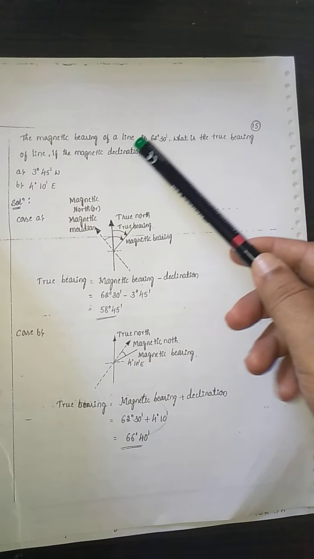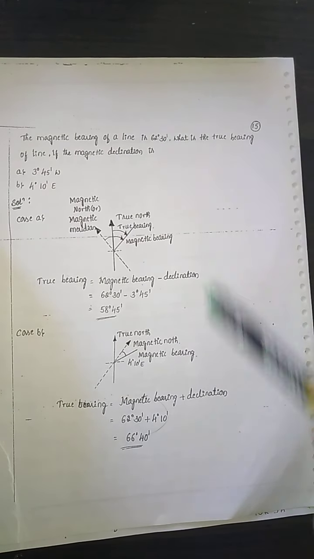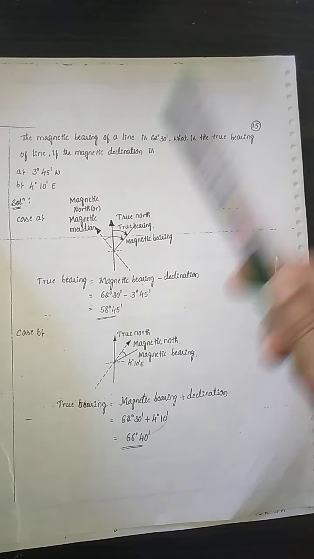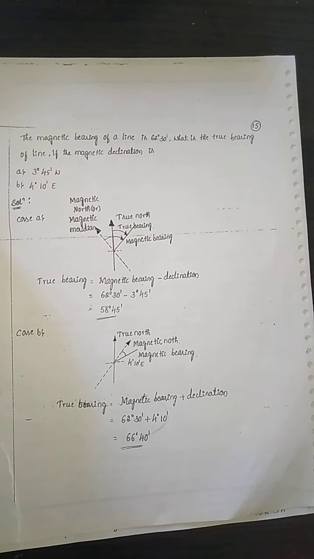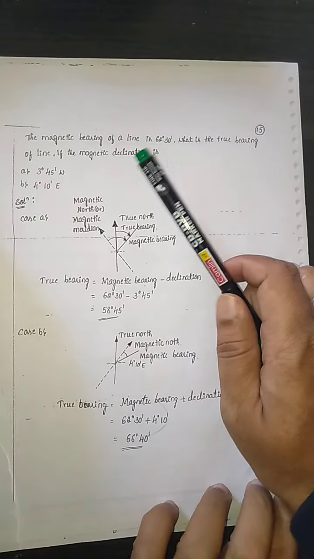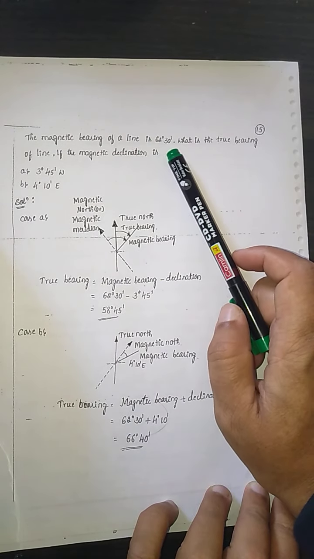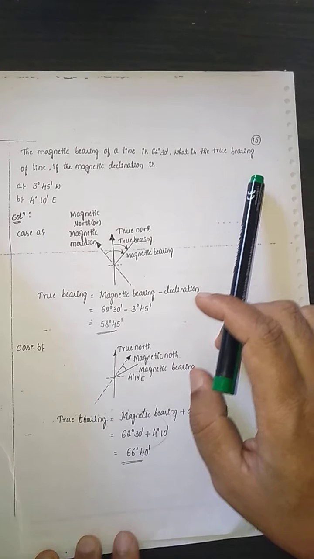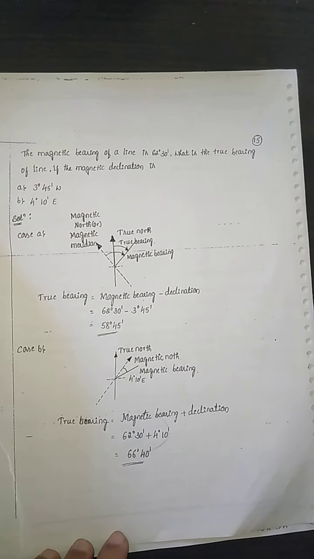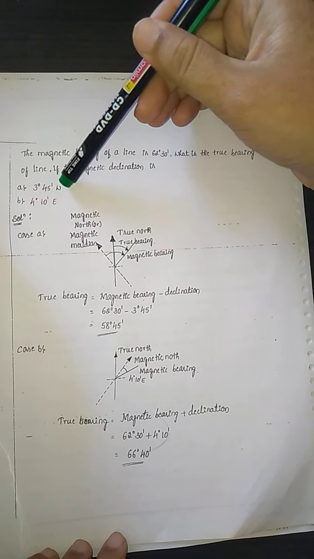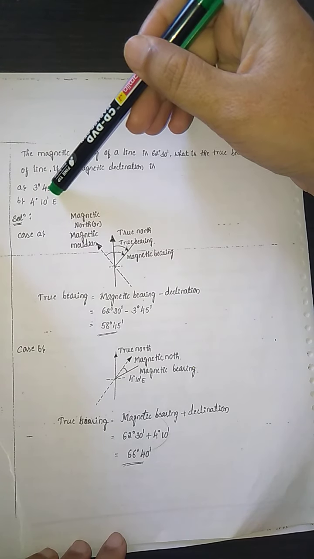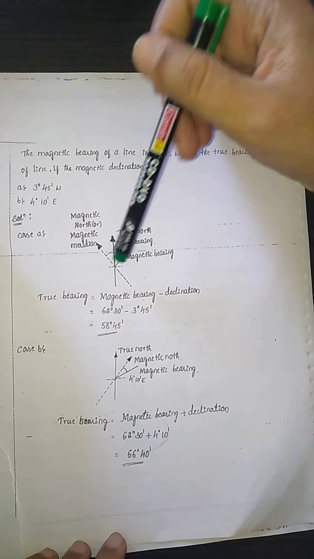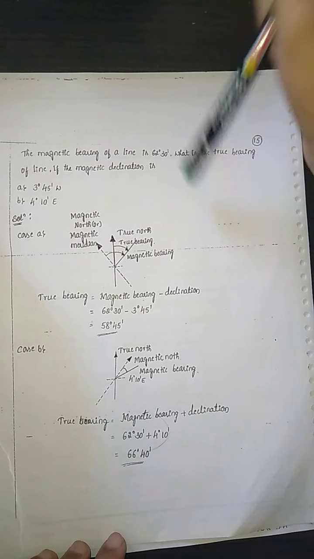Now, if the magnetic bearing of a line is 62 degree 30 minutes, what is the true bearing of the line if the magnetic declination is 3 degree 45 minutes west and 4 degree 10 minutes east? Here you need to find out the true bearing. Now what is the formula? True bearing is equal to magnetic bearing plus or minus declination.